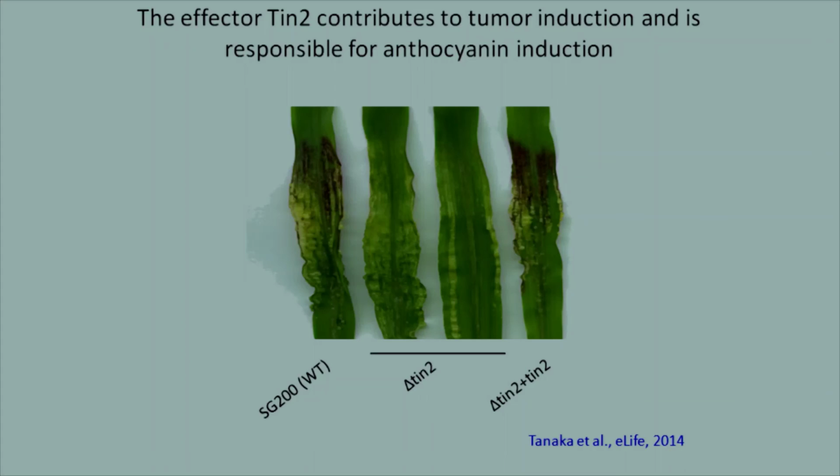So this effector is a virulence effector. If you delete the gene, you can see, compared to the wild type, the tumors are smaller. They are still there, but they are definitely smaller. But most prominently, this red pigment is completely absent. And if you complement, you restore tumor formation as well as anthocyanin formation. And this is the effector which we call TIN2.